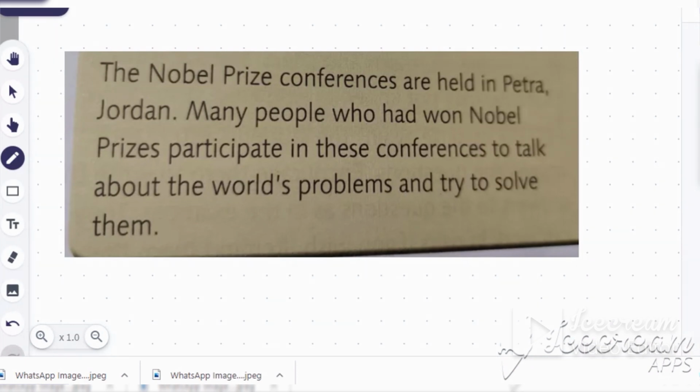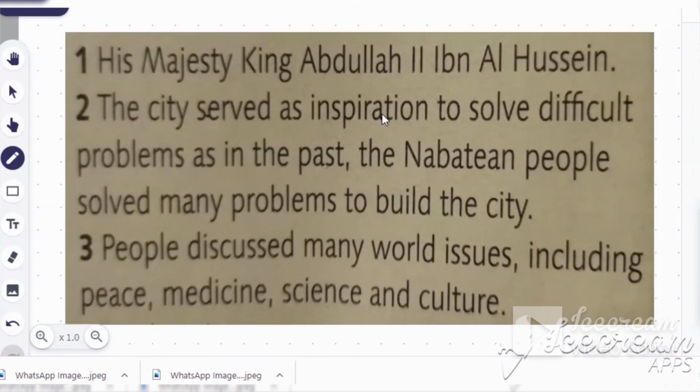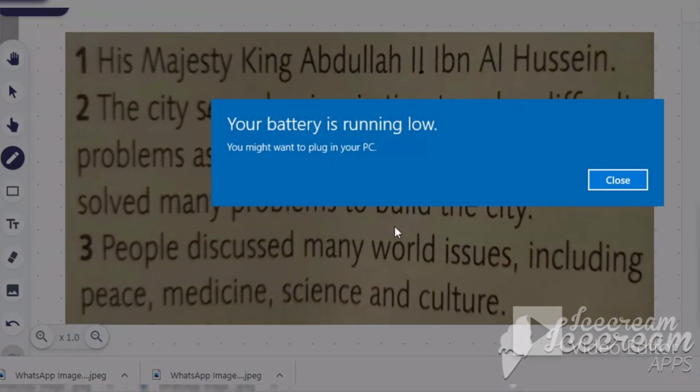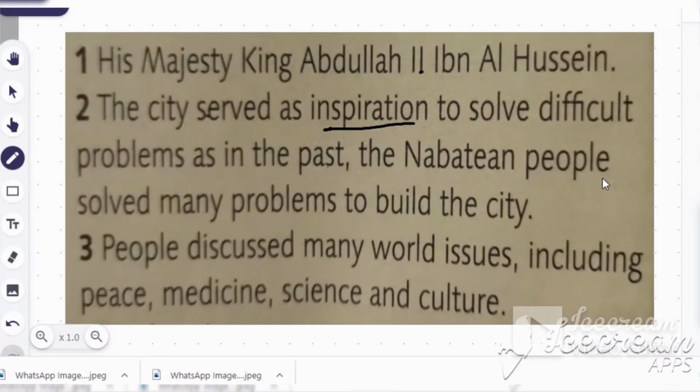Many people who won the Nobel Prizes participate in these conferences to talk about the world's problems and try to solve them. And these are the answers of the questions under the text. His Majesty King Abdullah II Ibn al-Hussein held the conference. The city served as inspiration to solve difficult problems, as in the past the Nabatean people solved many problems.